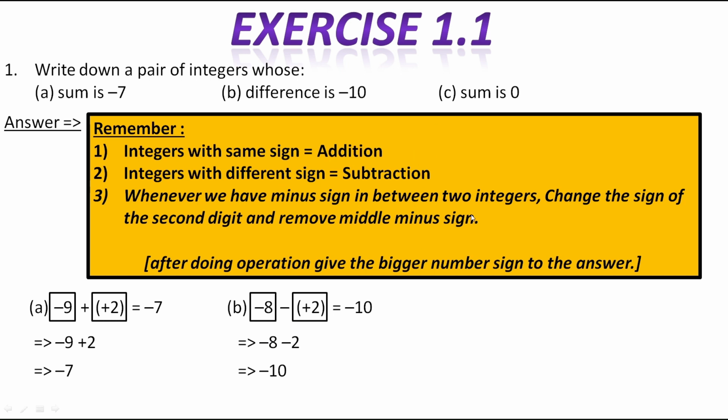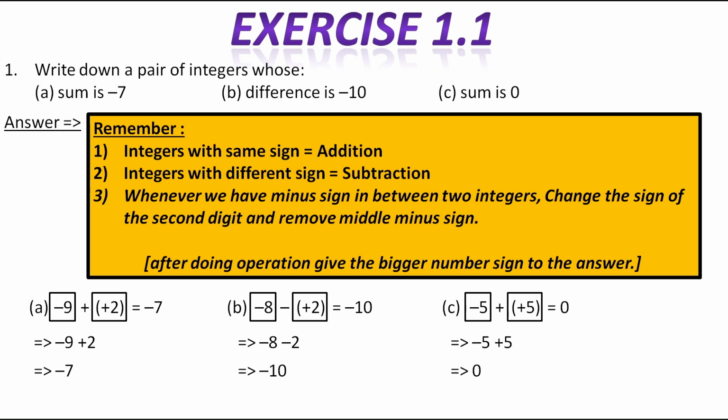Now for this C1, we need to find two integers such that when we add them, we should get the answer as 0. You all know that whenever we subtract any number from that number only, we should get the answer as 0, right? So I'll take the same number but with different signs. Here I'll take the numbers as minus 5 and plus 5. As per this rule, both the numbers have different signs, so we have to subtract. 5 minus 5 is 0, and 0 does not have any sign.